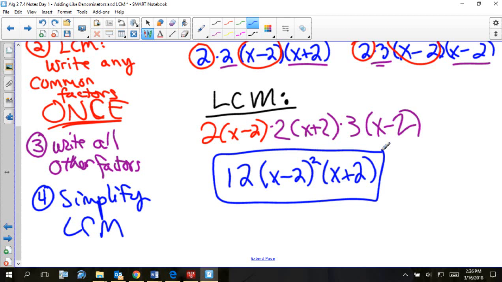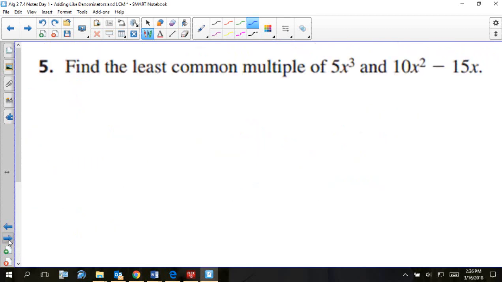So eventually we're going to be finding common denominators with things that don't have common denominators. This is the first step of that. So you really need to know how to do this. This lowest common multiple thing is going to be very important. So let's try one more, and then we'll be done. Find the least common multiple of 5x cubed and 10x squared minus 15x.